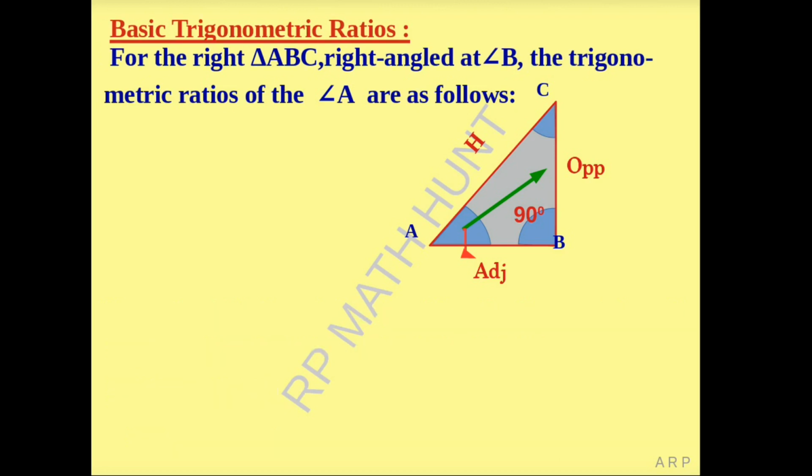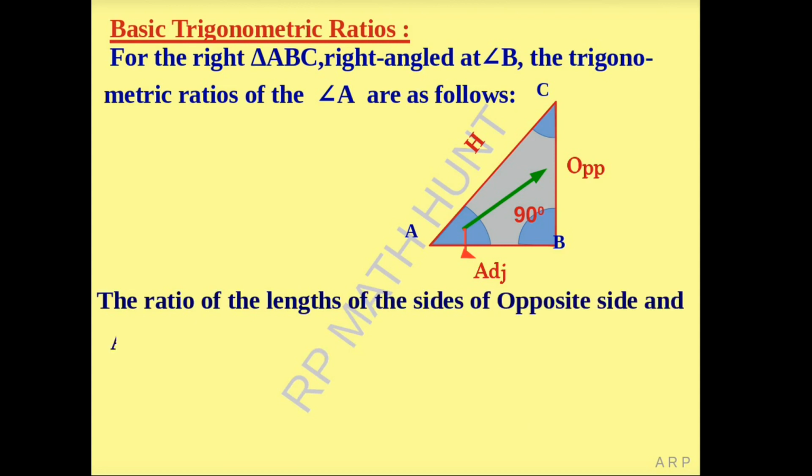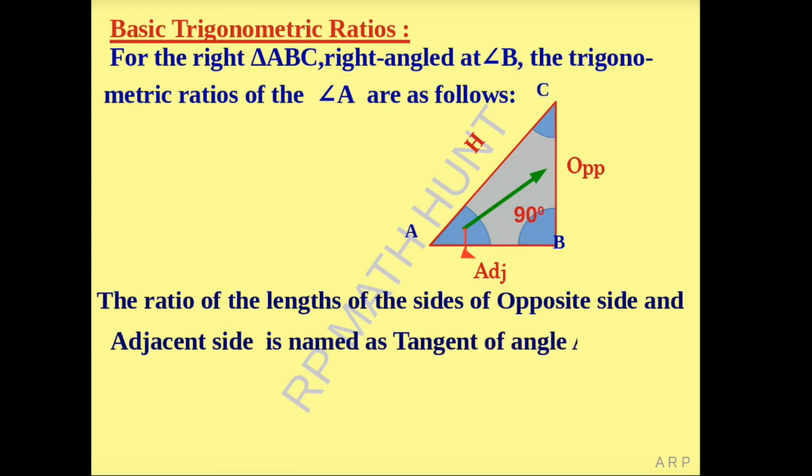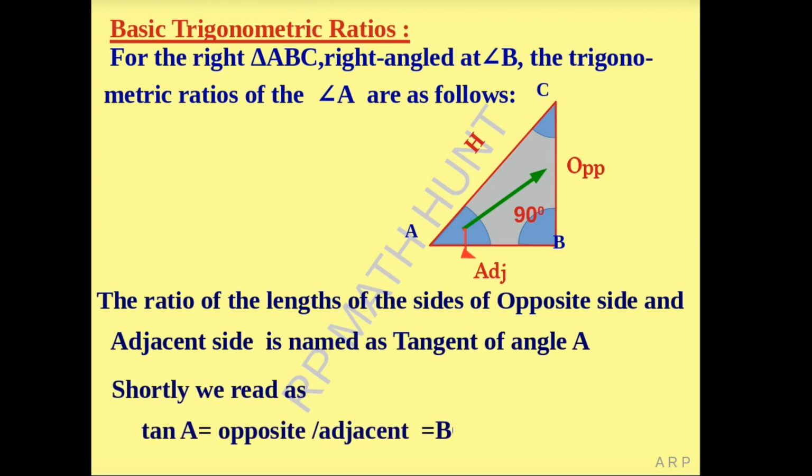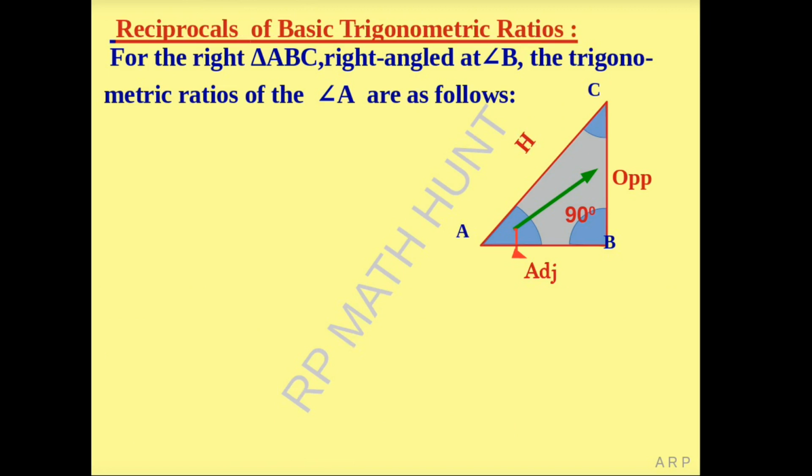Now, the ratio of the lengths of the opposite side and adjacent side is named tangent of angle A. Shortly, we read it as tan A is equal to opposite by adjacent, that is equal to BC by AB. Now, reciprocals of basic trigonometric ratios.